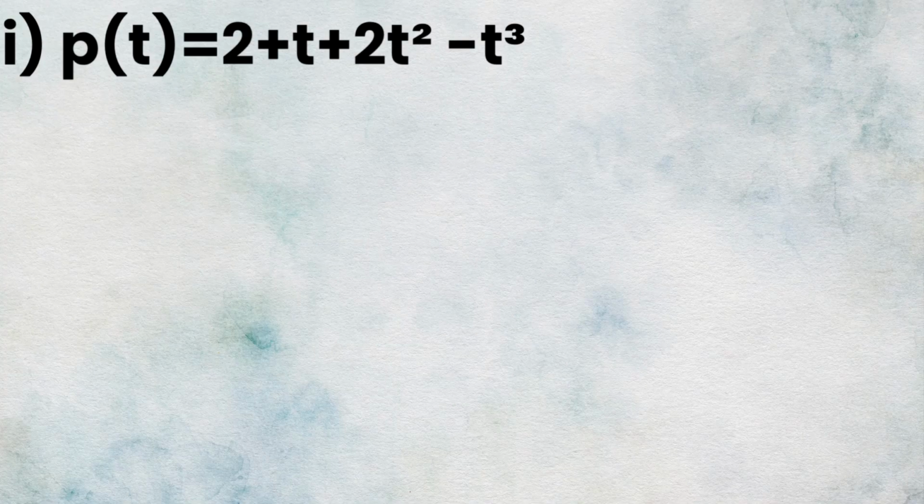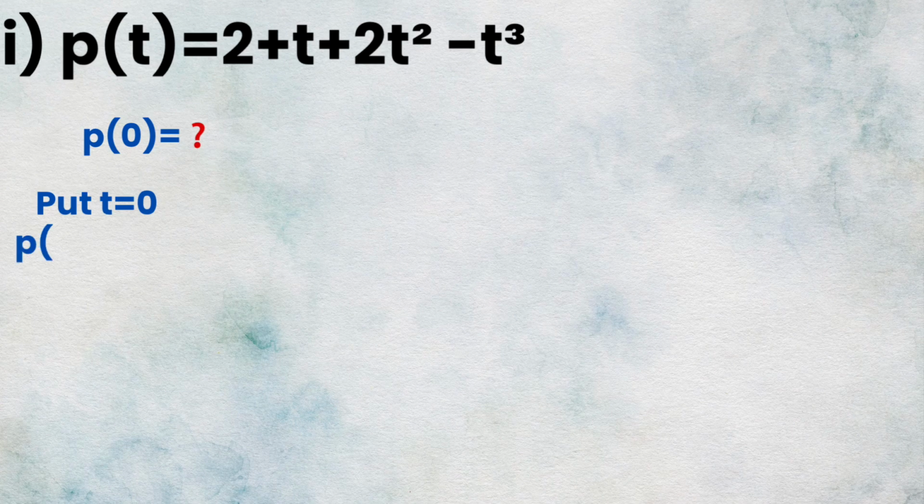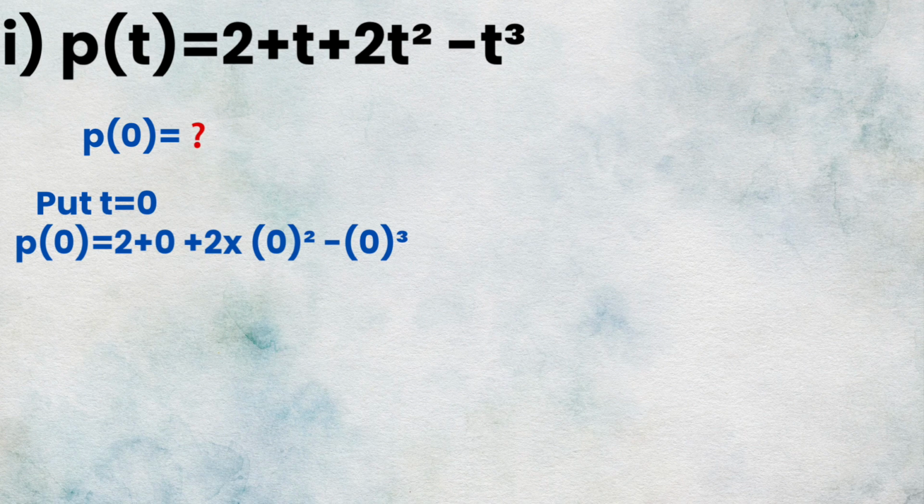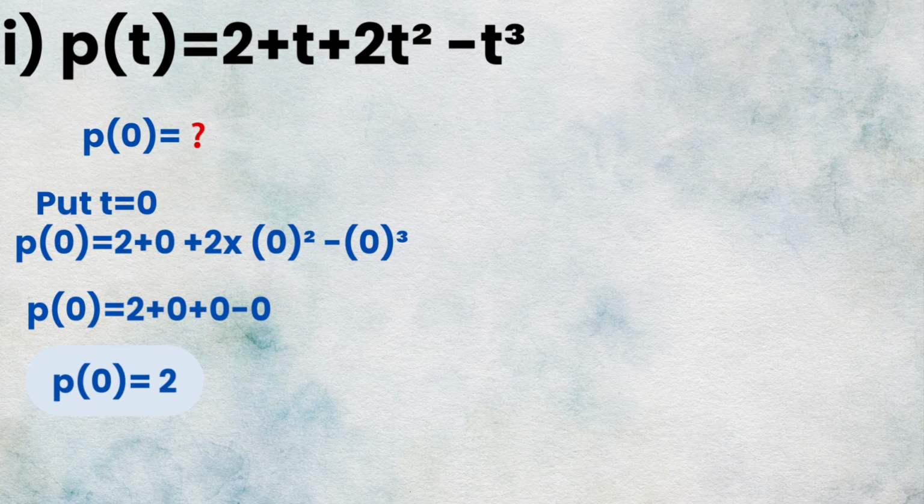The next polynomial is 2 plus t plus 2t square minus t cube. First we find p0. For that put t is equal to 0. Then the expression will be p0 equals to 2 plus 0 plus 2 multiplied by 0 square minus 0 cube. Then p0 will be equals to 2 plus 0, 2 multiplied by 0 square becomes 0 minus 0 cube becomes 0. Then the value of p0 will be 2.